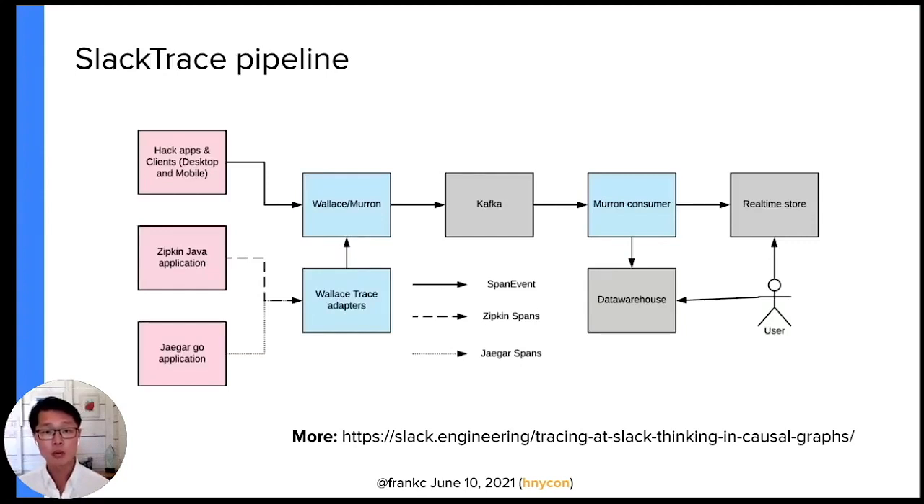Now, we can ingest span events from multiple clients and are able to craft views from the same data model by processing it through Kafka. Users can access spans through the data warehouse, through Presto SQL queries, and real-time stores like Honeycomb or Elasticsearch for full text search. And now, back to CI.